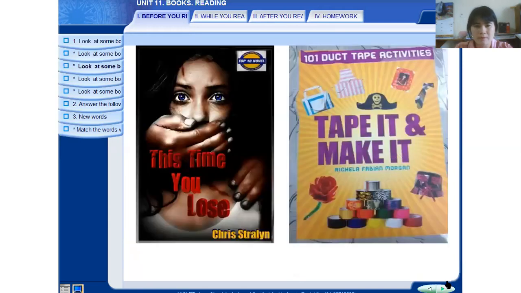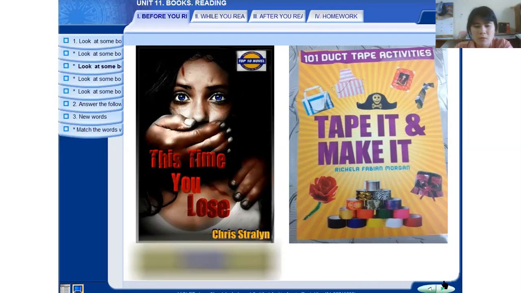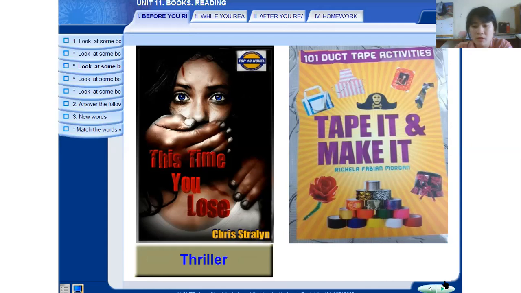The next one, you see the hand put on the mouth of a girl. What kind of book can this be? It can be a thriller. And the title Take It, Make It shows you how to do things. This can be a craft book.